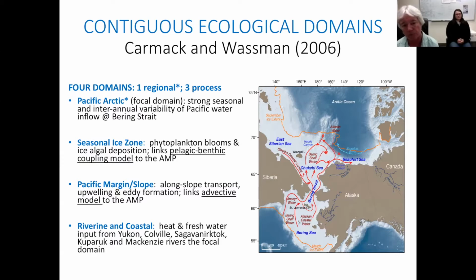But the 4 domains that we use in the AMP model, one is the focal domain of the Pacific Arctic. And you see it there in the map, basically. And then within that domain, you have the seasonal ice domain, which is between the winter maximum and summer minimum of sea ice, shown by the orange lines. The marginal and slope domain, which is really just at the end of the continental shelf here. And then riverine and coastal domains, even closer to shore at the outflow areas of the major rivers. So these ecological domains, again, basically form the frame for the AMP model.